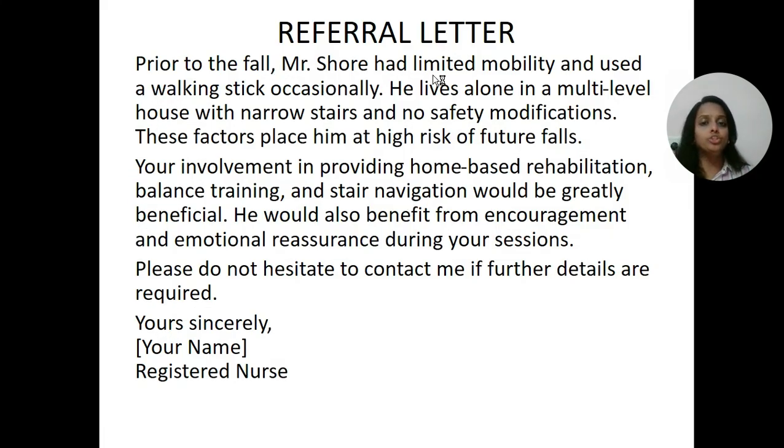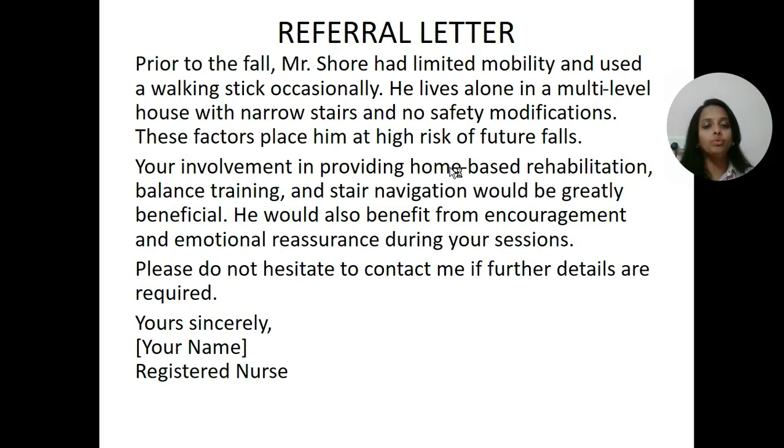Prior to the fall, Mr. Shore had limited mobility and used a walking stick occasionally. He lives alone in a multi level house with narrow stairs and no safety modifications. These factors place him at high risk of future falls.